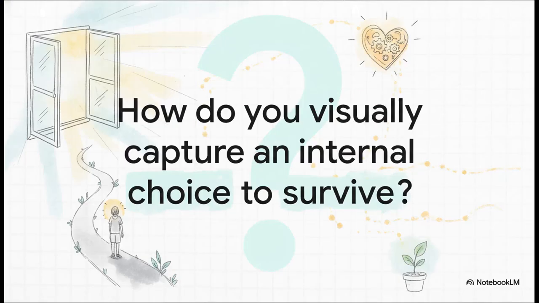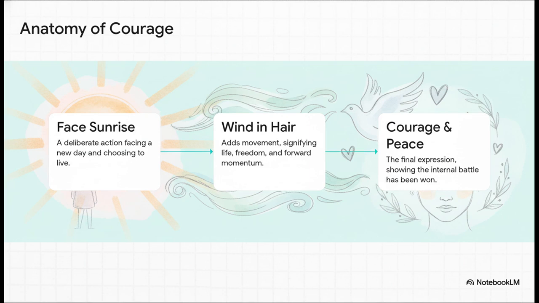Okay, but here's the tricky part, right? It's one thing for light to just show up in a room. That can represent external hope. But the real moment of resilience, the big one, that's an internal decision. It's a choice. So how on earth do you put that on screen? How do you film a choice? And this is how. It's absolutely brilliant.